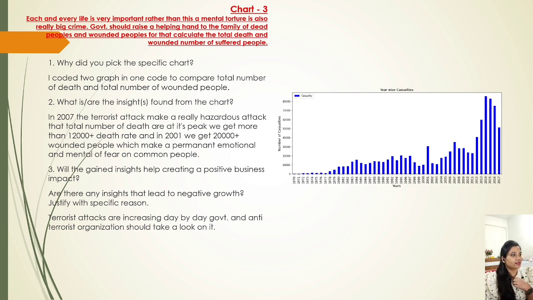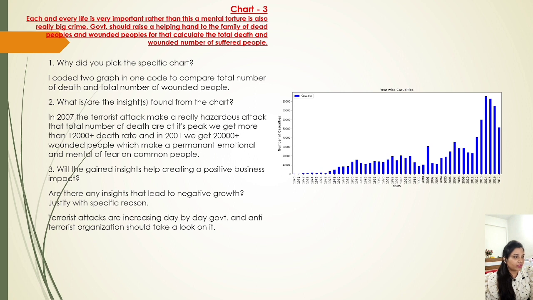Here, in 2007, the terrorist attacks were really hazardous. The total number of deaths is at its peak. We get more than 12,000 deaths, and in 2001 we get 20,000 plus wounded people, which causes permanent emotional and mental fear to common people.